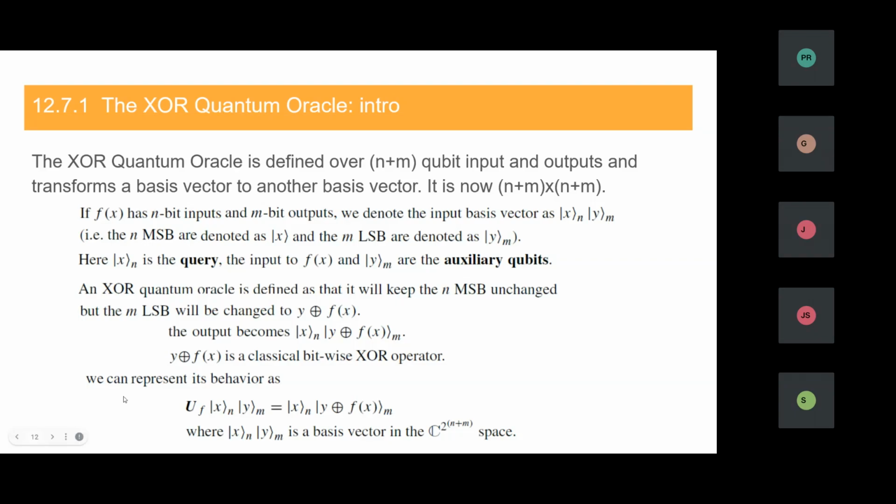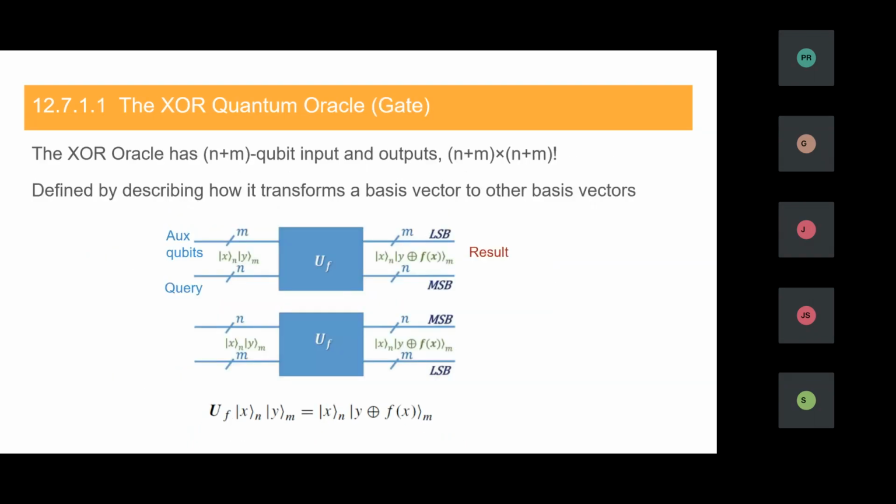And now what is the overall size? We are talking in terms of behavior in the space C to the power of 2^(n plus m), so the space is now an enlarged space. So here is the overall behavior. This is my XOR oracle. My XOR oracle has n plus m qubits as an input, and basically it has n plus m qubits as an output.